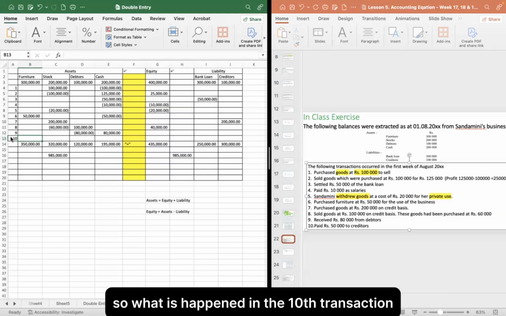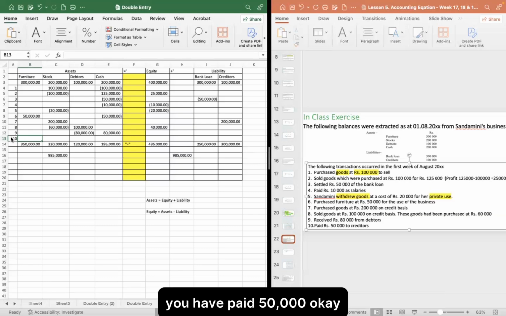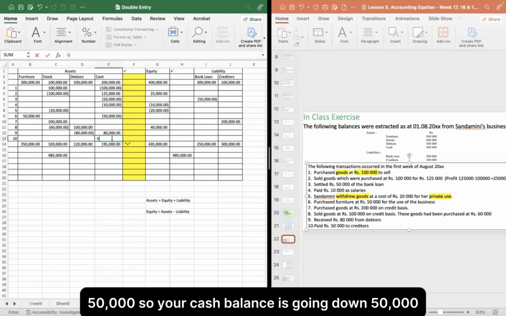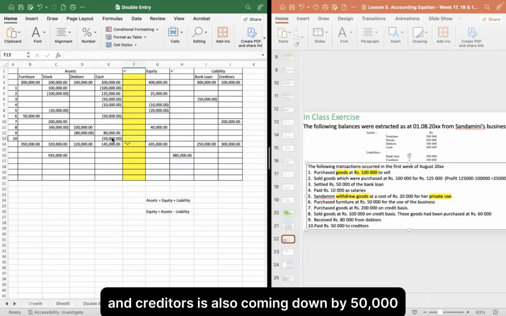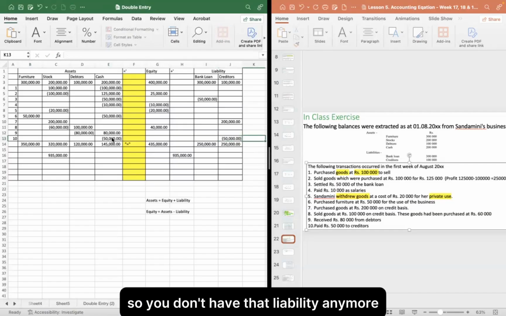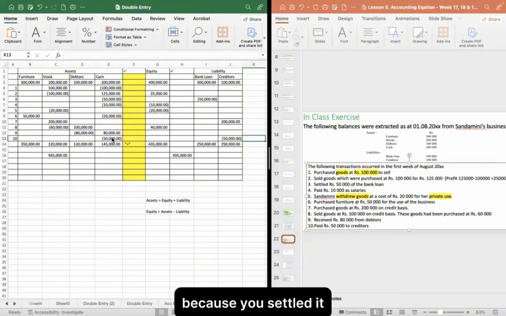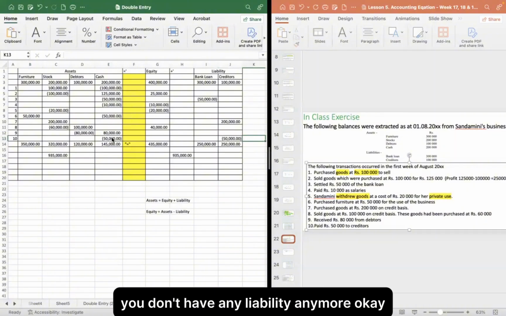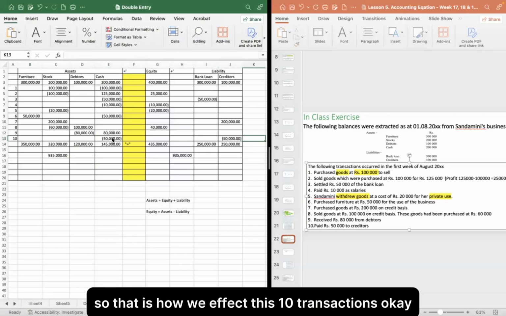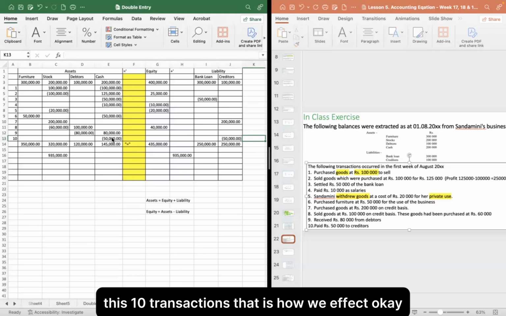So what happened in the 10th transaction? You have paid 50,000. Your cash balance is going down by 50,000, and creditors is also coming down by 50,000, because you have settled them. So you don't have that liability anymore. That is how we effect these 10 transactions.